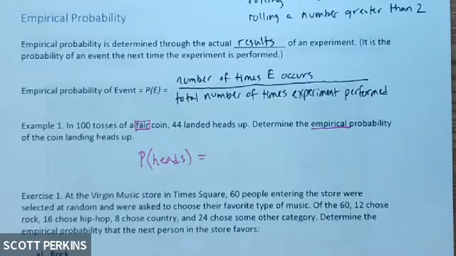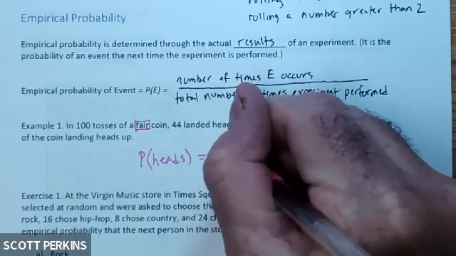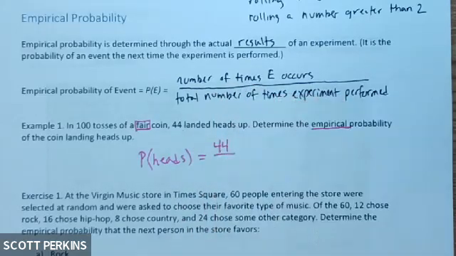Probability is successes divided by total. How many times did I successfully get this according to the experiment? 44. Out of how many total times was the experiment performed? 100. As far as probability, you have two options in my class. Whenever you're doing a MyMathLab problem, make sure you're just following their instructions, how they want things. But I like two things.